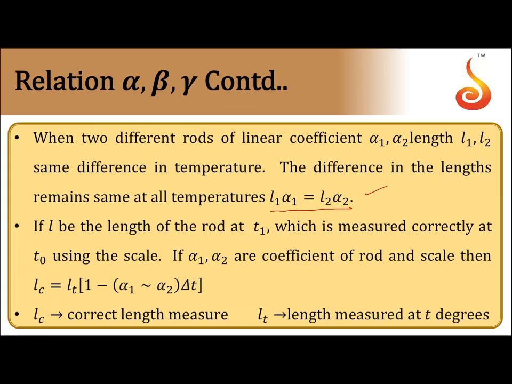If L is the length of the rod at T1, which is measured correctly at T0 using the scale, and alpha 1, alpha 2 are temperature coefficients of the rod and scale, then LC is equal to LT into (1 minus (alpha 1 minus alpha 2) into delta T). So when you change the temperature, the scale also expands, the rod also expands. Here in this relation, LC is the correct length of the rod, LT is the measured length of the rod, and T is the temperature in degree Celsius.